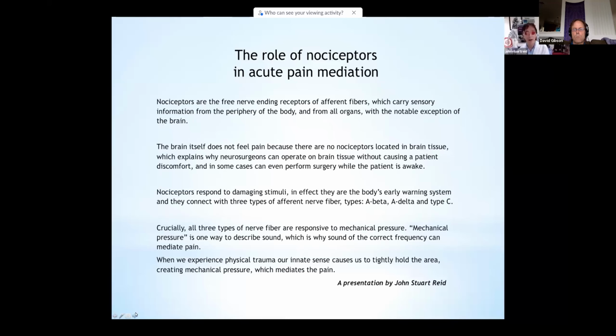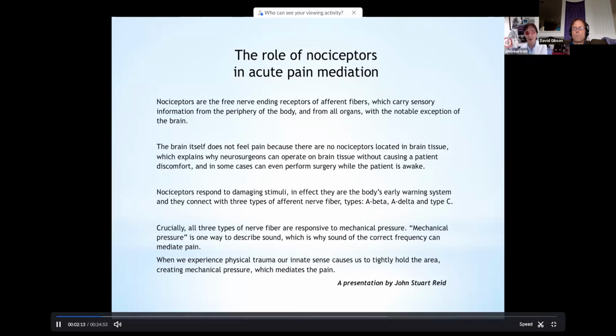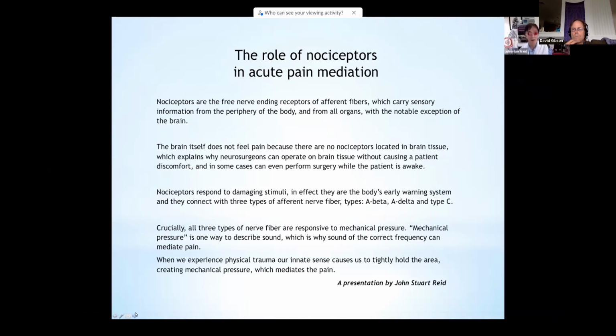And so this is why when we experience physical trauma, our innate sense causes us to tightly hold the area, creating mechanical pressure, which mediates the pain. But of course, mechanical pressure is one way to describe sound. That's what sound is. It's a type of mechanical pressure. And it's why sound of the correct frequency can in fact mediate the pain.